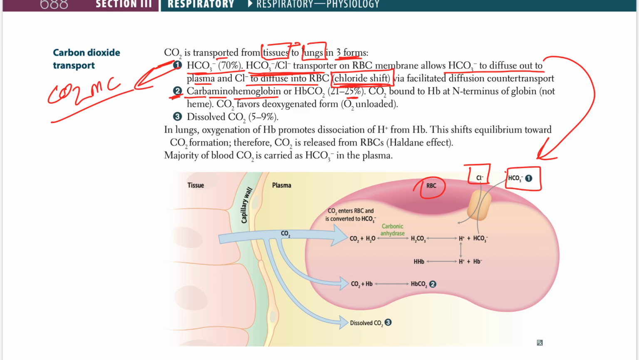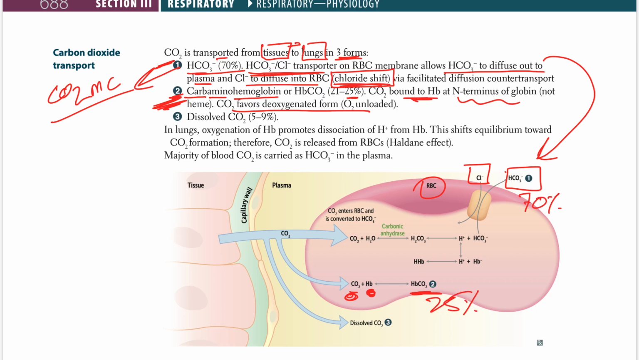CO2 would bind to the hemoglobin at the N-terminus of the globin, not the heme, and CO2 favors the deoxygenated form. O2 is unloaded. Let's look at this now. So this is right here. They're saying CO2 binds to the hemoglobin Hb, and it forms HbCO2, which is your carbaminohemoglobin. And this is about 25%. So this is about 70, 25.